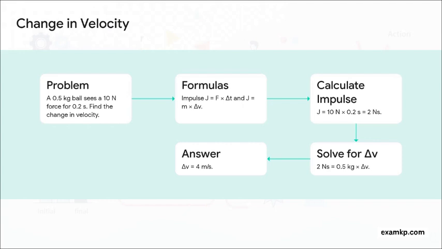Let's calculate the impulse. We know impulse is force times time, so that's 10 times 0.2, which gives us 2 Newton seconds. Simple enough. Now, we also know that impulse is equal to mass times the change in velocity, so we can say 2 equals 0.5 times delta V. To find delta V, we just rearrange the equation and we get our answer. The change in velocity is 4 meters per second. See? Straightforward.